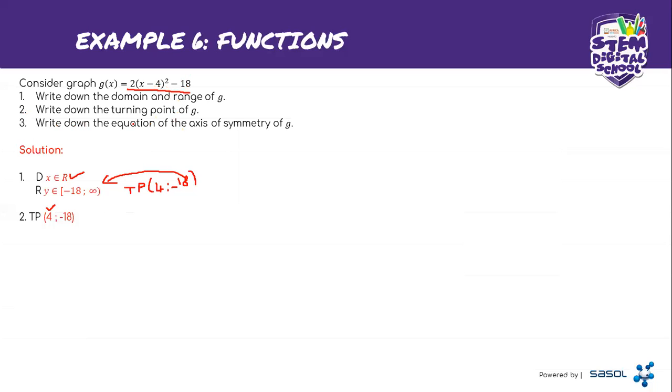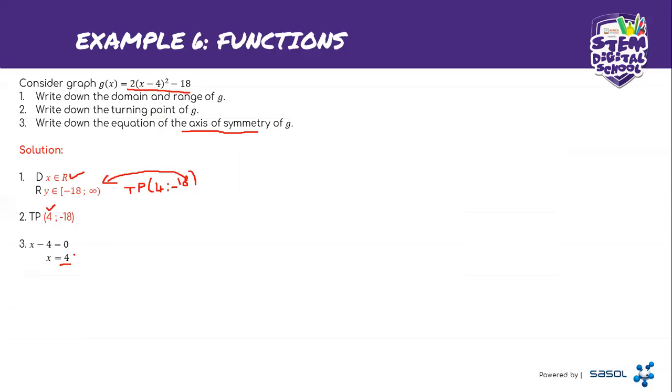Question: write down the equation of the axis of symmetry of g. Let's see. What you can do, you can take this x minus 4 always. Every time they ask you the equation of an axis of symmetry, you take what is inside the bracket. In this case, it is x minus 4. Then you solve for x. Then x is going to be what? It's going to be x equals 4.